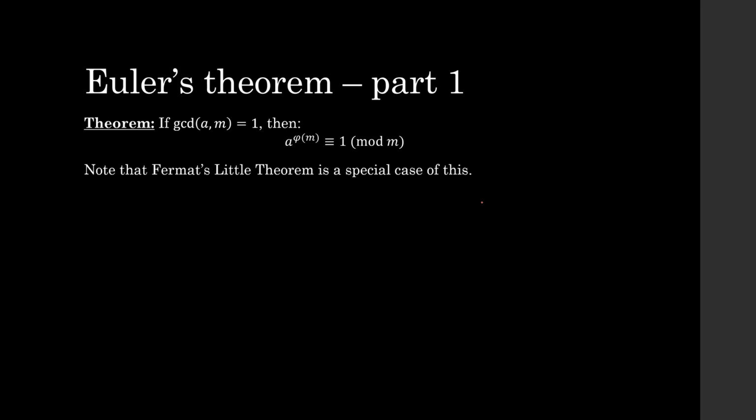So it's just a special case of Euler's theorem, and we could maybe have proved Euler's theorem first, and then the proof of Fermat's little theorem would have been a lot easier. But it's nice to also see the other proof of Fermat, so that's why I did it first. So let's look at a proof for this.